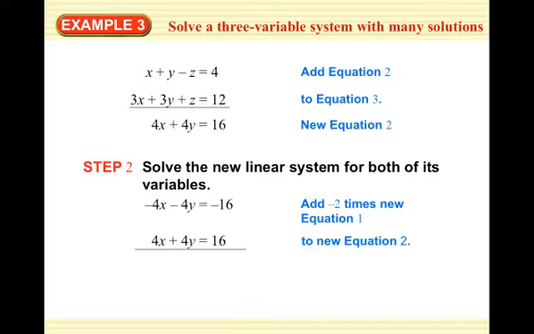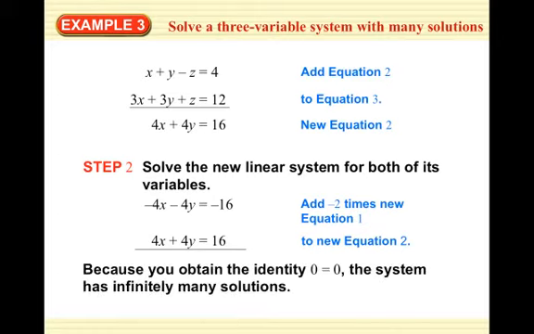And I'm going to add that to the new equation 2, the 4x plus 4y equals 16. Okay, so I go to add, -4x plus 4x zeroes out, which is what I wanted, so that's awesome. And then -4y plus 4y adds up to 0. So I get 0 equals -16 plus 16, which is 0. So you obtain an identity, 0 equals 0, an equation that's always true. This means the system has infinitely many solutions.